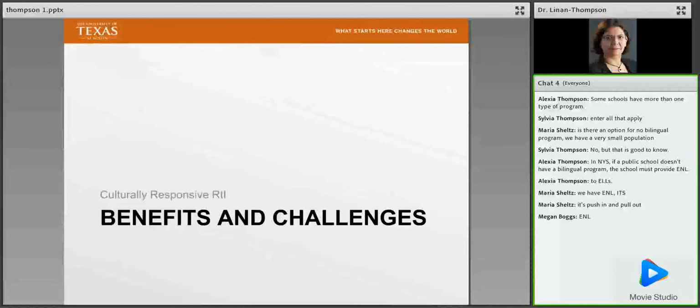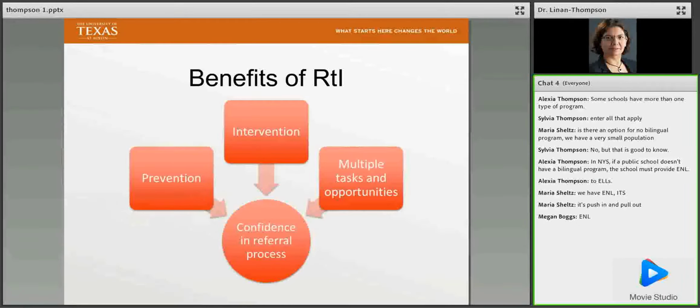Okay. So the benefits and the challenges. When we talk about the benefits for ELLs and students from culturally and linguistically diverse backgrounds, they are the same as they are for everybody, right? It incorporates prevention and early intervention in order to ensure that students don't get far behind, so that it will be easier for them to catch up, particularly if the challenge is lack of exposure, lack of experience with the tasks, with literacy.